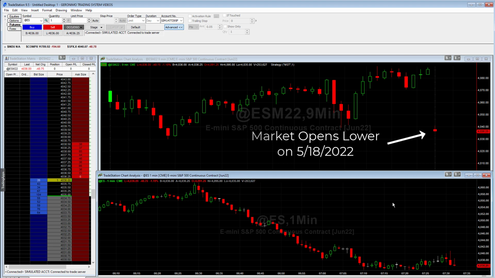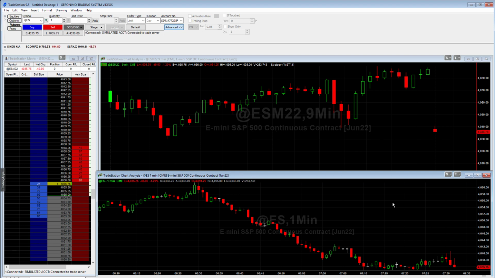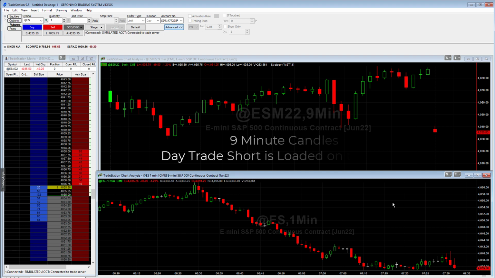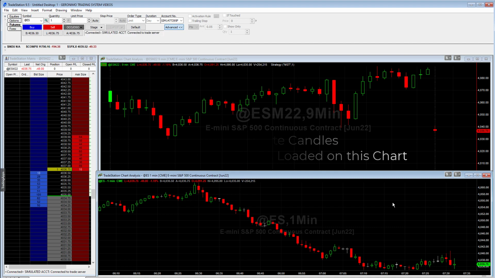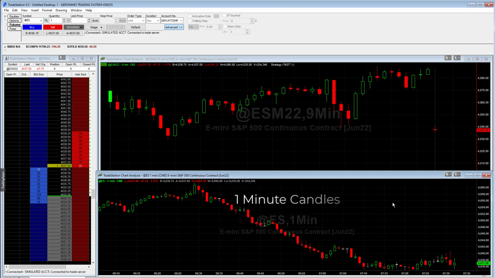So the top chart is the 9-minute chart of the S&P E-minis, and the day trade short is loaded on this chart. So when the day trade triggers, you're going to see it populate on this chart. Now the bottom chart is just a 1 minute, and I'm including that so that you can see the 1 minute tick by tick, since on the 9-minute you don't see it move a lot, and so I think the 1 minute just gives you a better picture of what's going on.